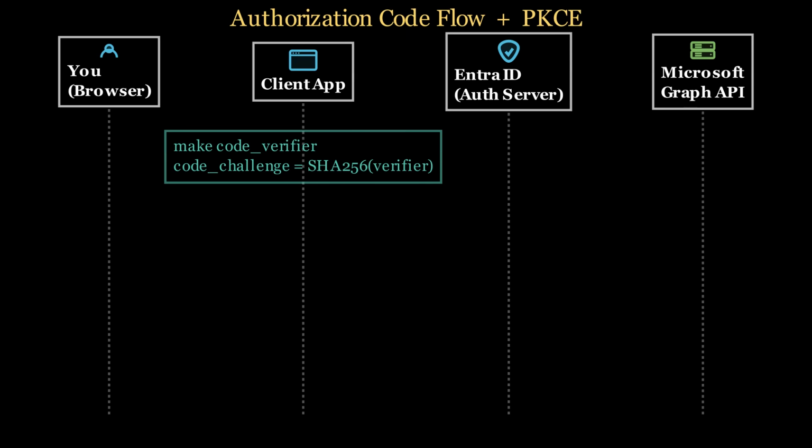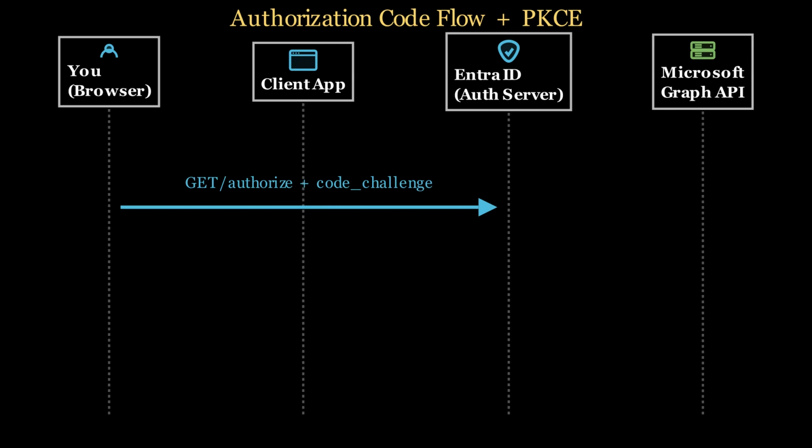First, the client app invents a secret, the code verifier, and hashes it into a code challenge. Remember this, it's the trick that makes the flow safe. The app sends your browser to Entra's authorize endpoint, carrying the client ID, the scopes it wants, and that code challenge. Entra signs you in and asks your permission for those scopes. Your password goes only to Entra, never to the app.